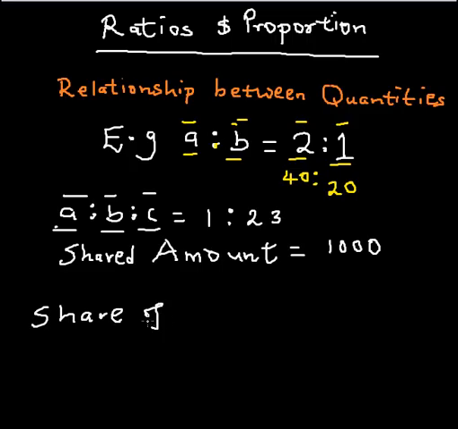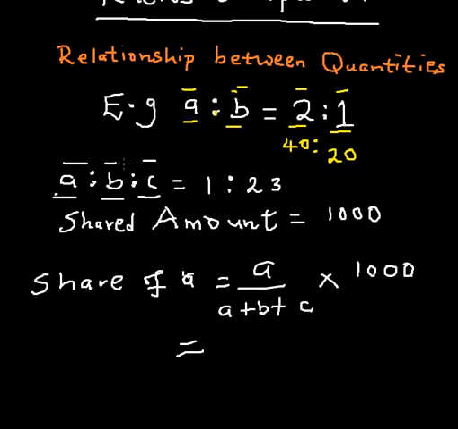Now share of A is gonna be equal to the ratio of A divided by the total ratio, then multiply by the amount that is shared. That is how you actually use ratio to share a particular amount. So the ratio of A is 1 divided by the total ratio. Total ratio is 1 plus 2, then plus 3.